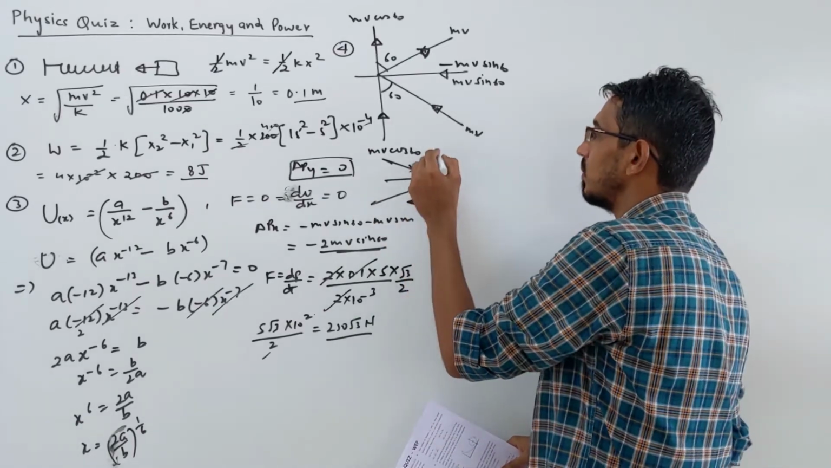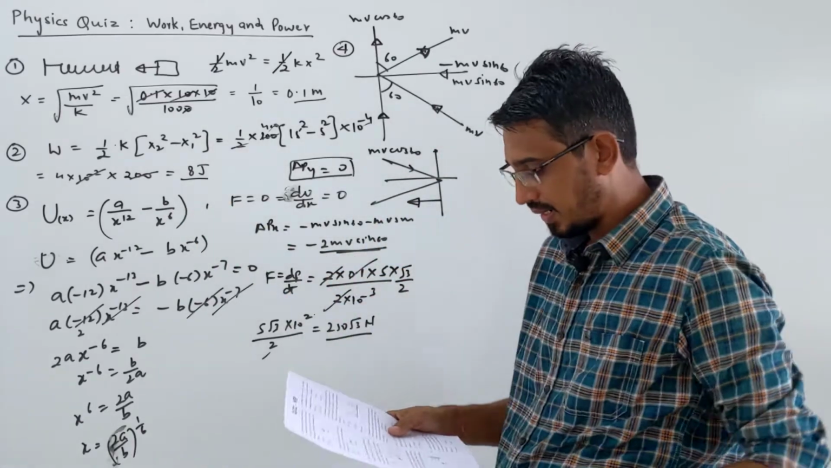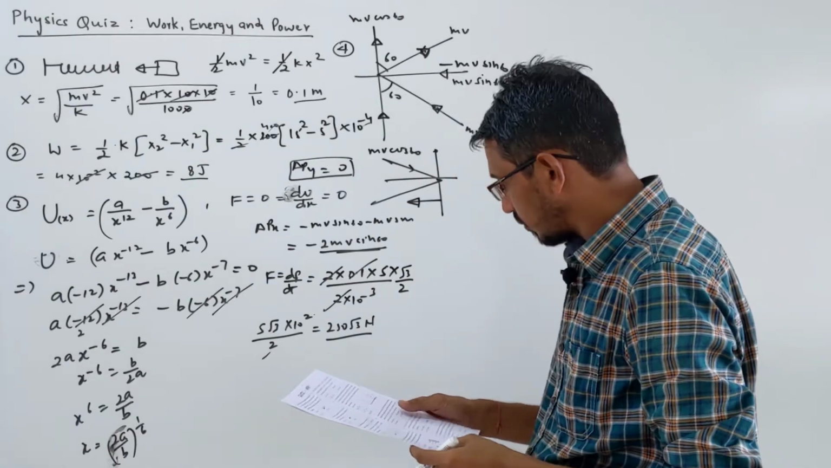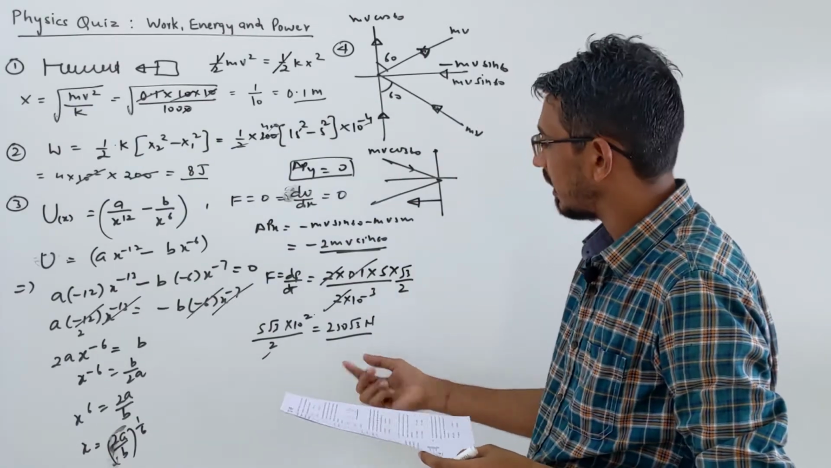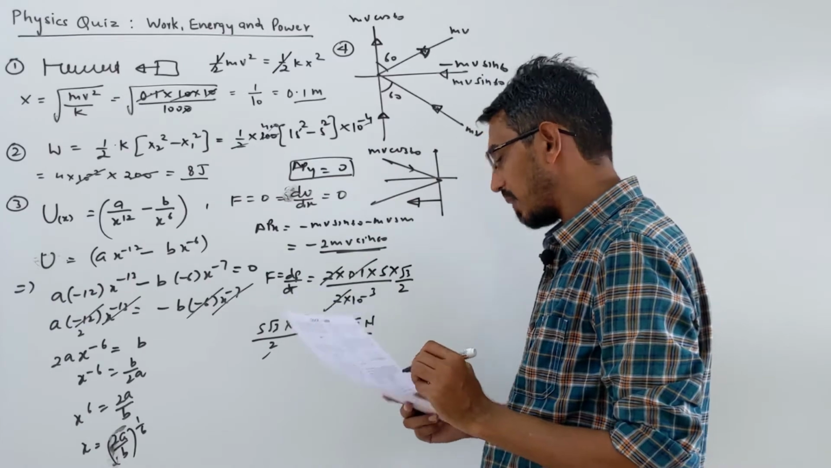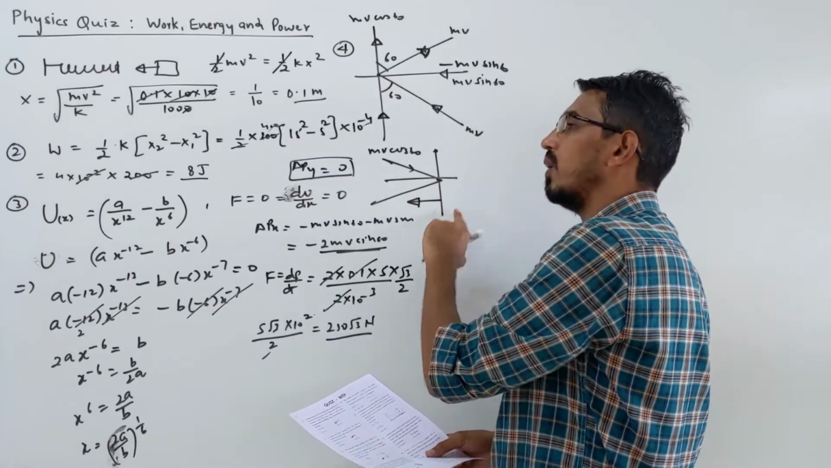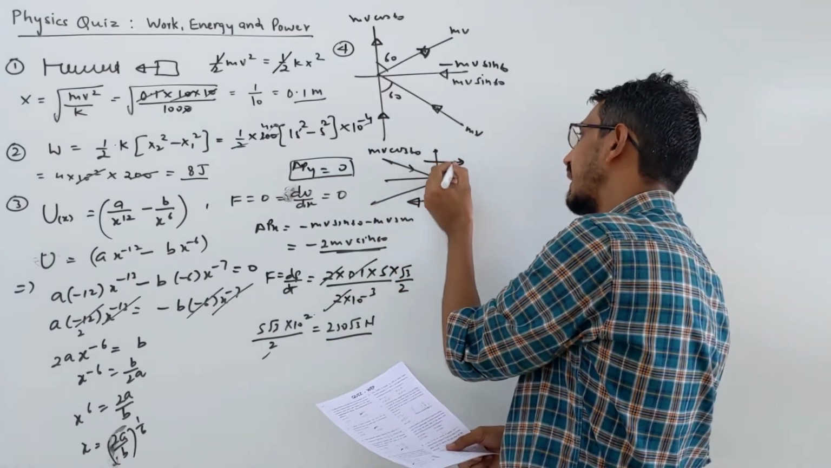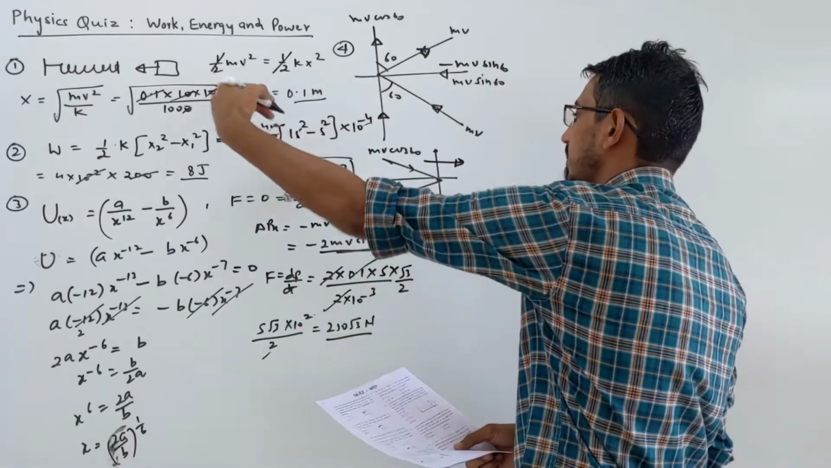So that direction is called what? This direction, the left direction. So the answer is 250 root 3 Newton toward the left direction. If they ask about the force applied by the wall on the ball, or by the ball on the wall, then in that direction the ball will apply, because the ball is coming that way.